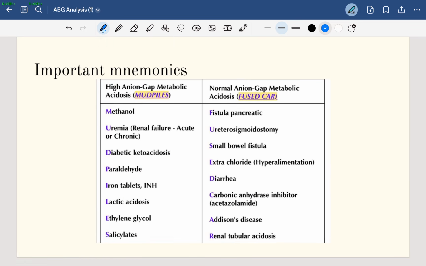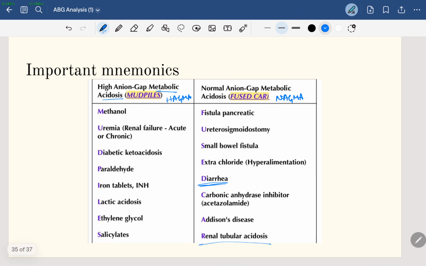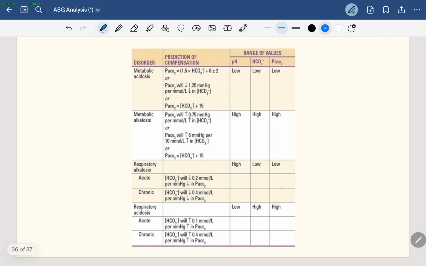These are important mnemonics. We looked at MUDPILES for metabolic acidosis, for HAGMA specifically, and we looked at FUSED CARS for NAGMA. And RTA and diarrhea are important causes of NAGMA. And we also looked at how there is respiratory compensation in metabolic disorders and vice versa. This is just a table summarizing what I've taught you.